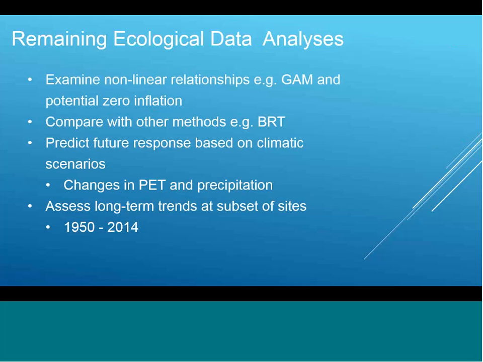And then we'll add in the climatic scenarios that Baxter highlighted earlier, and this links onto the decision support tool, which I'll talk about in a second, seeing how the community responds to these changes in flow mediated by changes in PET and precipitation. Another aspect of the project is to look at trends in the community, not at the whole suite of 75 sites, but at a subset of about 11 sites where we have longer community data.